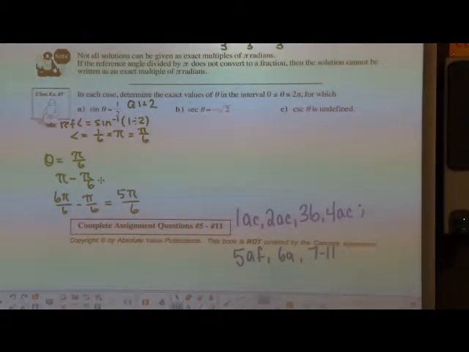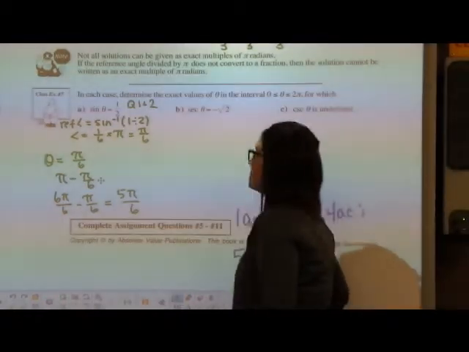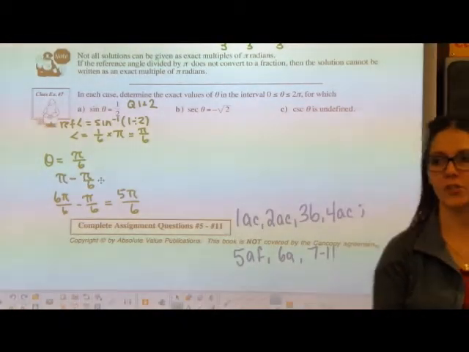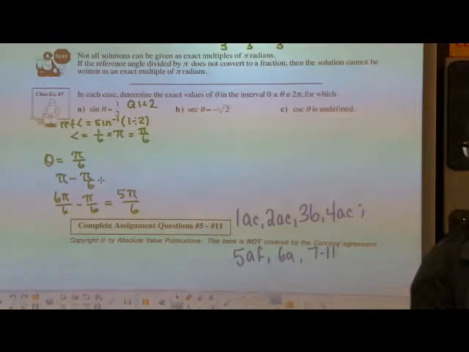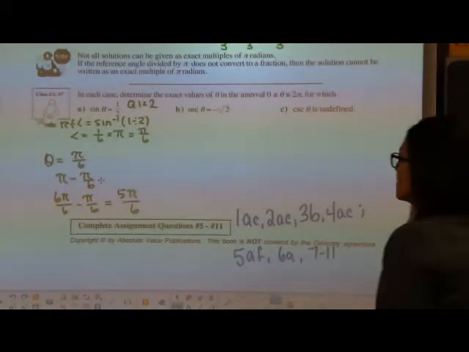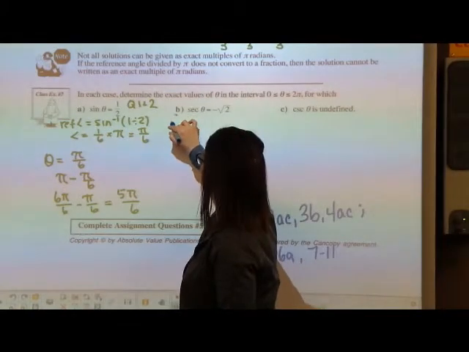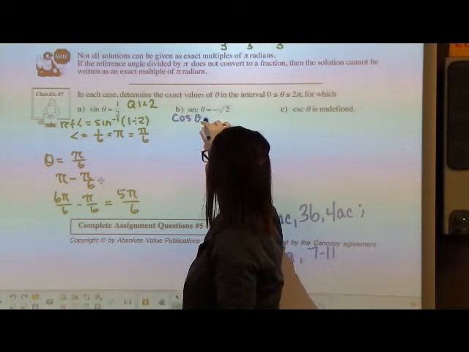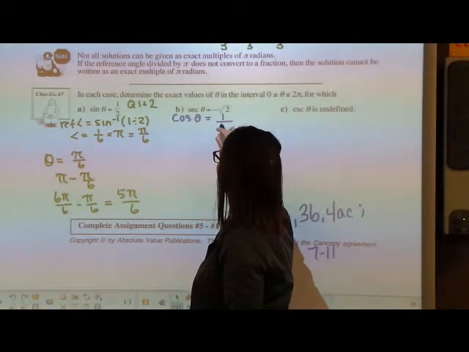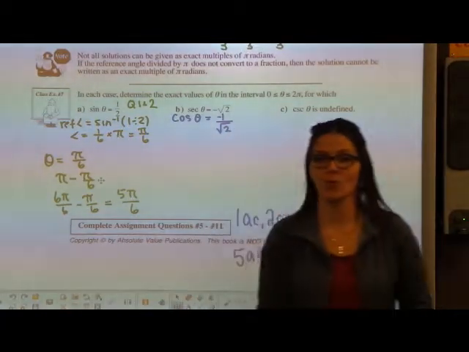Okay, so now we have secant theta. Secant's a reciprocal trig function. What is it reciprocal to? 1 over cos. So cos, and then it becomes 1 over root 2. And it would be negative.